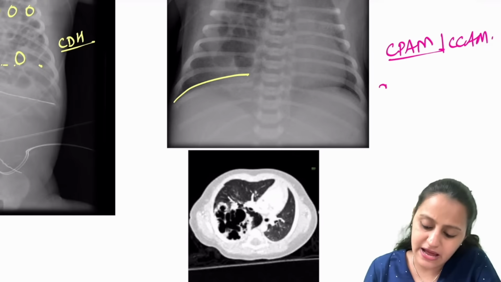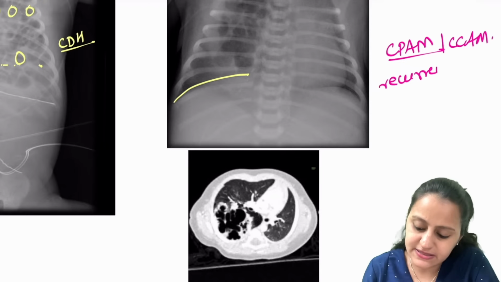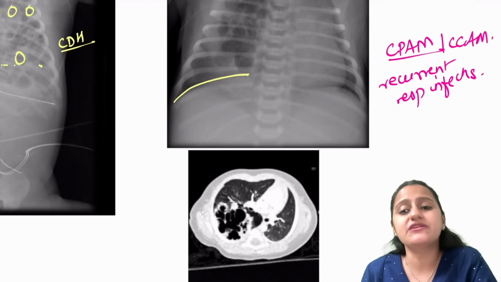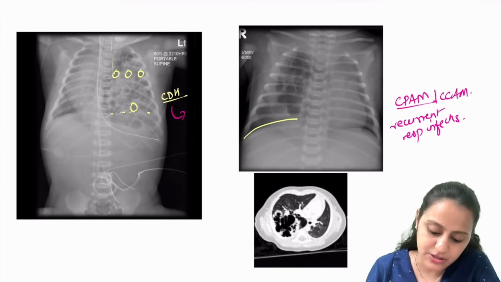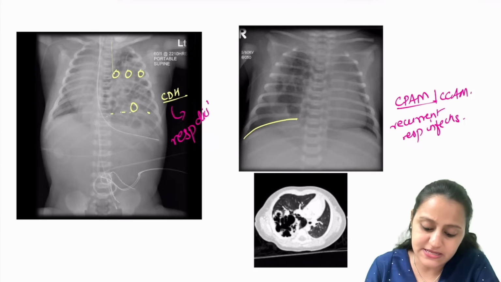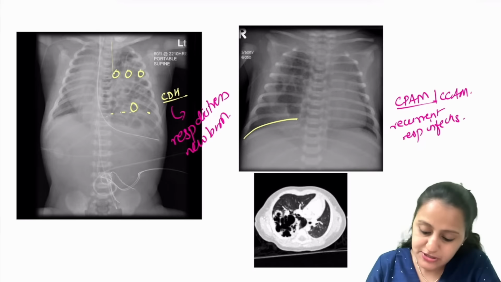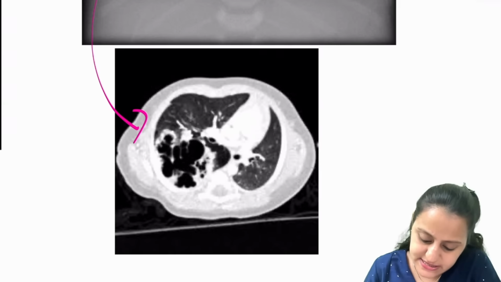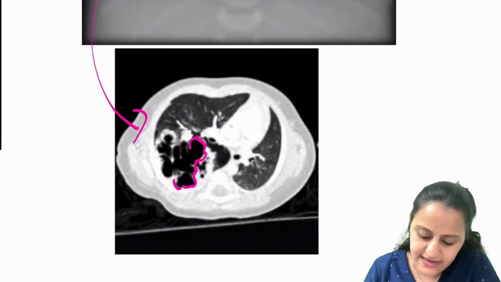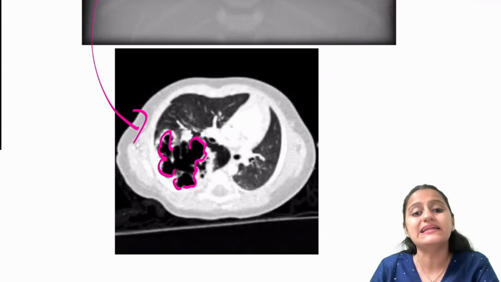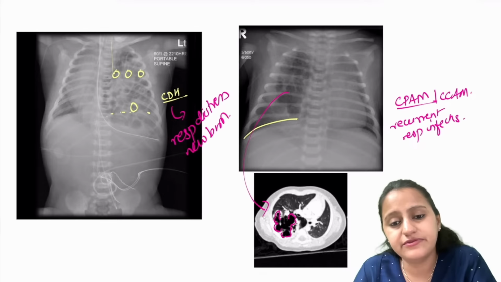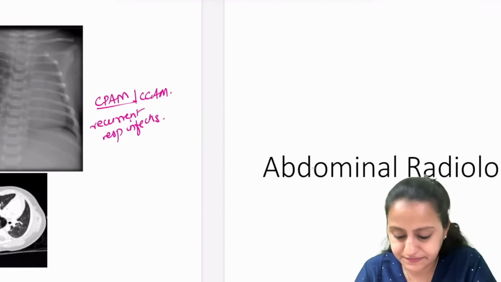Right, here you will have history of recurrent respiratory infections. ठीक है, रिकरेंट रेस्पिरेटरी इन्फेक्शंस का हिस्ट्री होगा. यहाँ पे हिस्ट्री होगा ऑफ रेस्पिरेटरी डिस्ट्रेस इन द न्यूबॉर्न. राइट, सो द क्लिनिकल हिस्ट्री इज वेरी इंपॉर्टेंट फॉर रेडियोलॉजी क्वेश्चंस. सो दिस सी कैम, यू कैन सी दिस एयरवे मालफॉर्मेशन. तो ये वाला ऐसा सिस्टिक अपीयरेंस दिखेगा इन द लंग इटसेल्फ. ओके, इन द लंग इटसेल्फ.